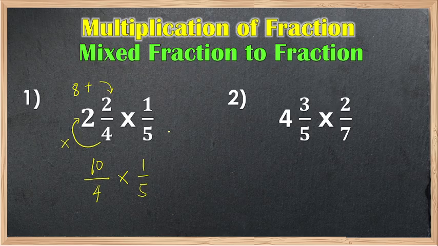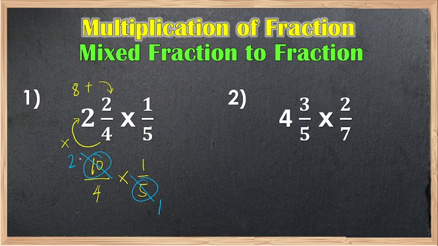And then proceed to the multiplication process. But first, observe the numerators and denominators, diagonally or vertically, if there is a common factor between the numerator and the denominator. Is there a common factor? Yes. We have the common factor of 10 and 5. The common factor of 10 and 5 is 5. 5 divided by 5 becomes 1. 10 divided by 5, the answer is 2.